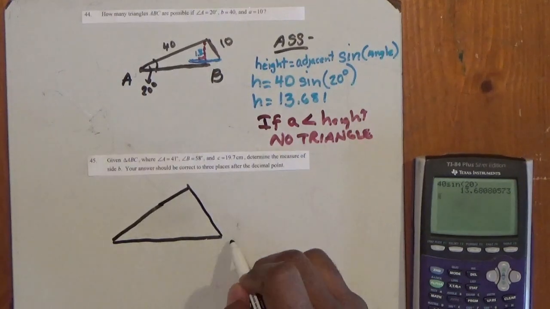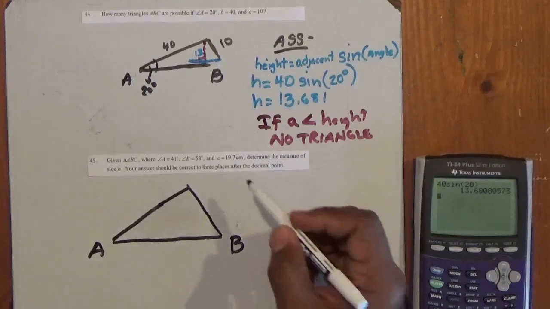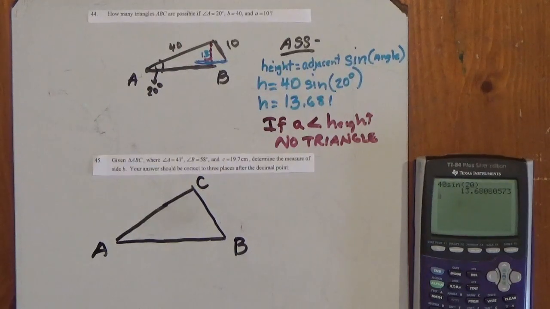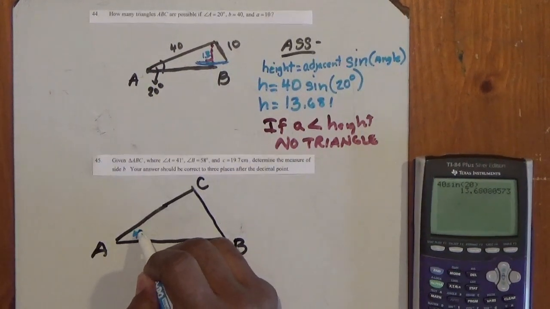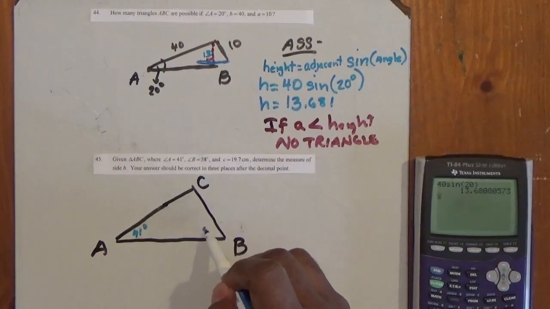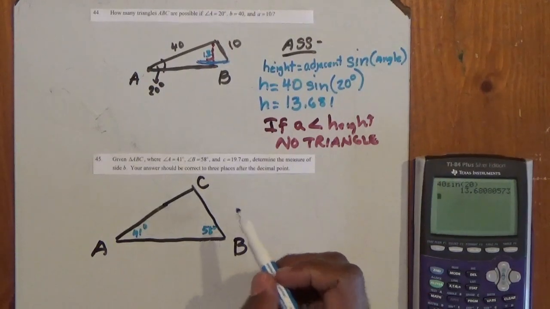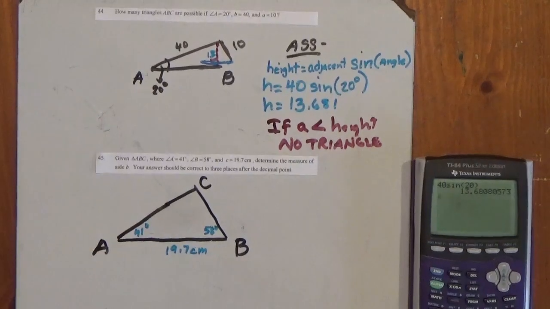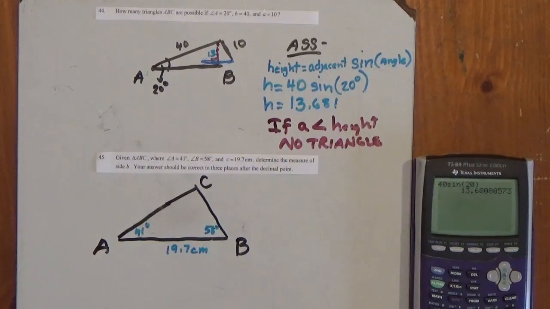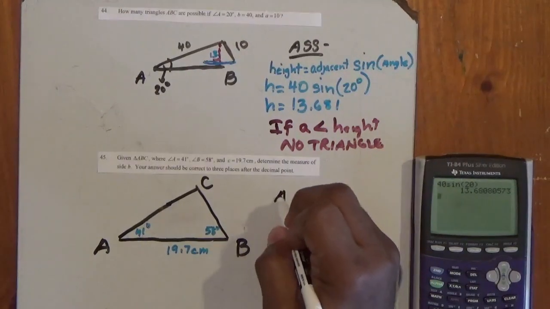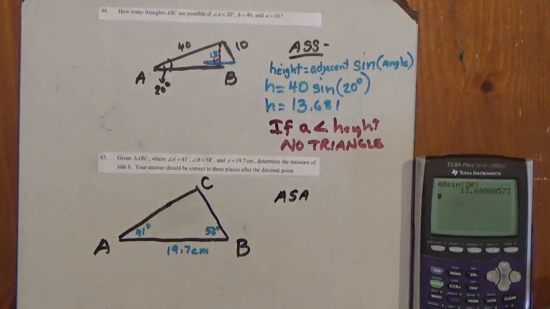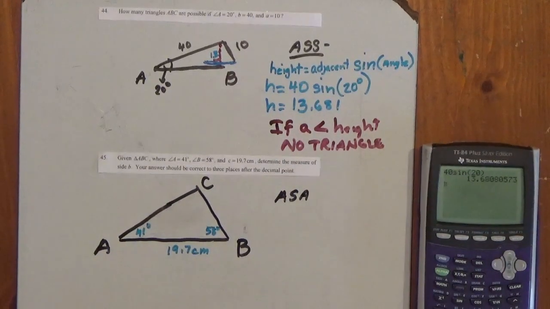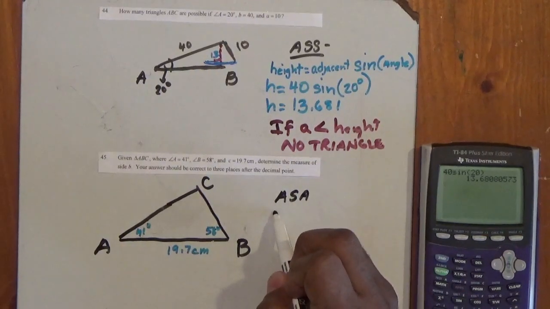So we're going to say that this is B, this is A, this is C. This is 41 degrees, this is 58, and side C is 19.7 centimeters. In this case we have angle, side, angle. And if you ever have two angles, you've got the third angle. So we're going to figure out angle C.